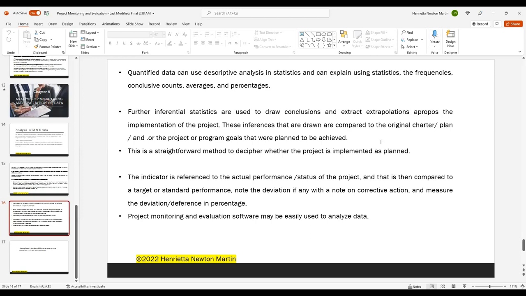I want you to imagine a table. The first column has the indicator or particulars. That is what exactly you want to evaluate. The next column, you would mention the actual performance against the indicator, what you have identified and are actually evaluating. The third column would be the target or the standard performance. The fourth column would be any deviation which is there.